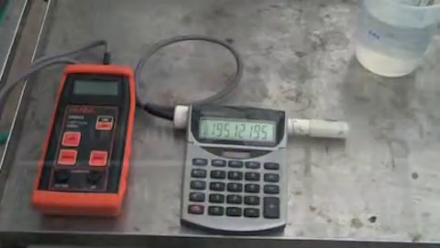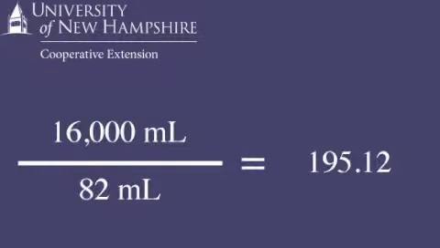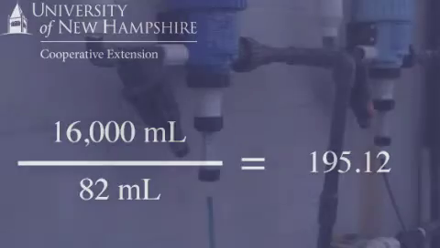Then we divide 16,000 by 82, the number of milliliters of concentrate it took to get 16 liters of solution. This gives us 195. We anticipated our injector to be set at 1 to 200. This tells us that it is actually set at 1 to 195. For most cases, if we are within 1 to 2%, we are okay. And in this instance, we're within that range.